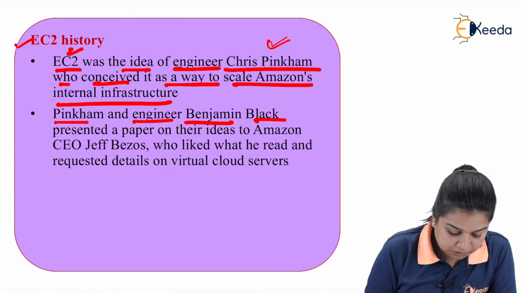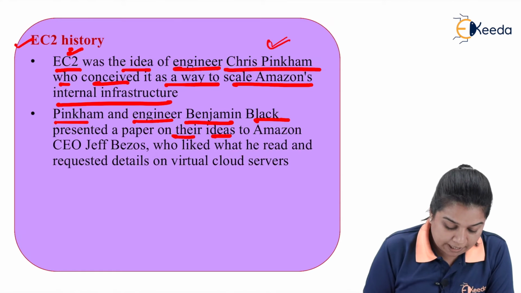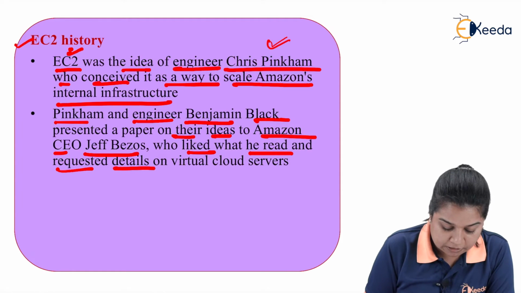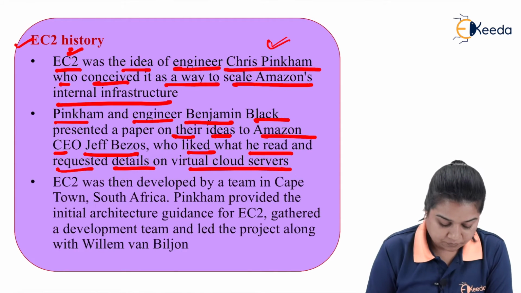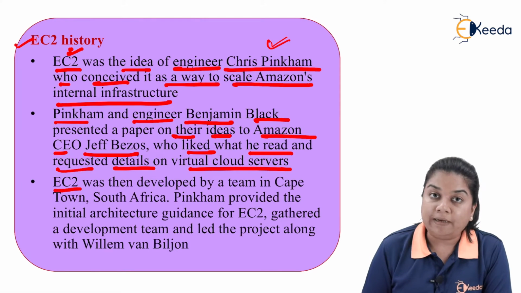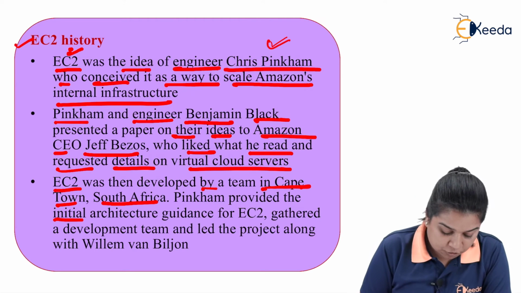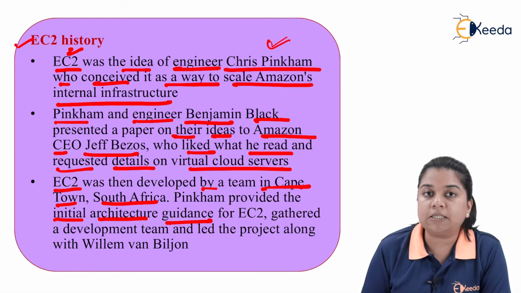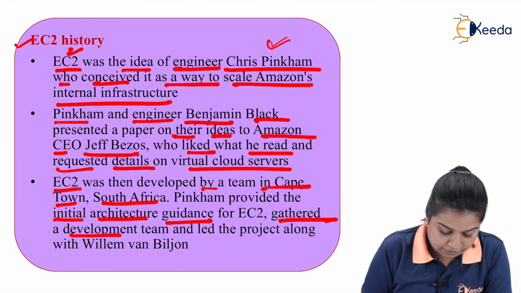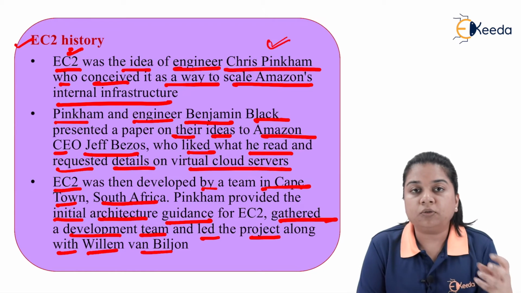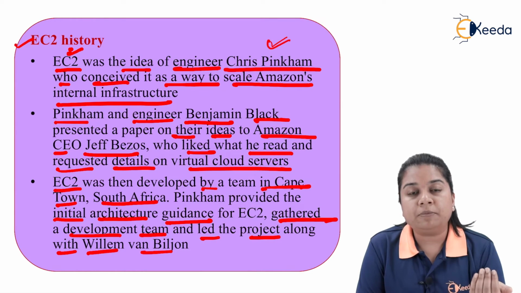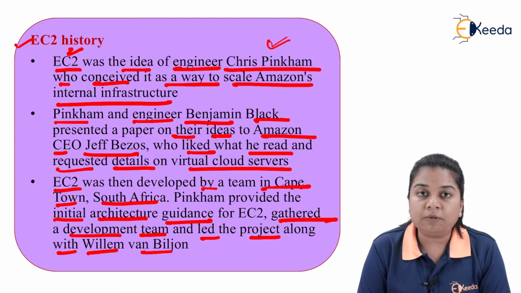Pinkham and engineer Benjamin Black presented a paper on their ideas to Amazon CEO Jeff Bezos, who liked what he read and requested details on virtual cloud servers. EC2 was then developed by a team in Cape Town, South Africa. Pinkham provided the initial architecture guidance for Elastic Compute Cloud, gathered a development team, and led the project along with William Van Biljon. So, these were the people behind Amazon EC2 creation, how it came into existence.